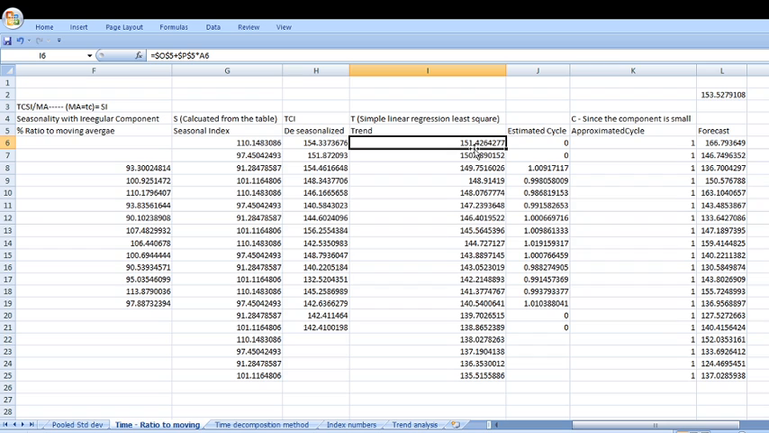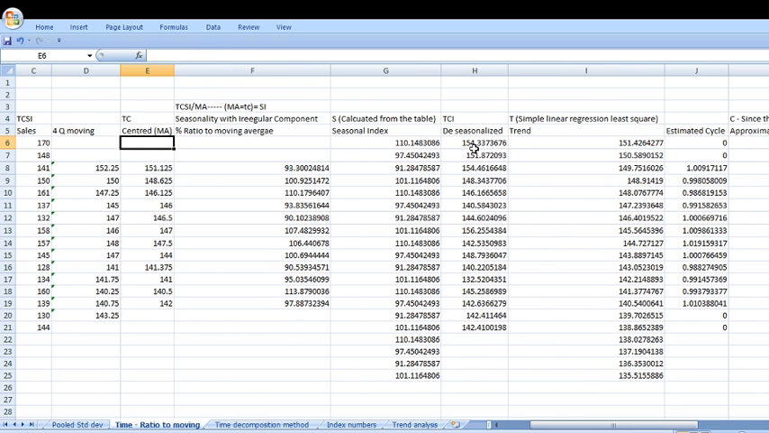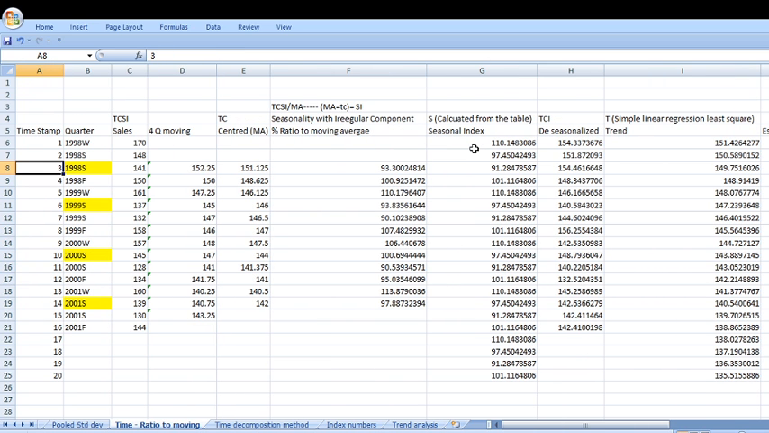First, we need to identify the intercept and slope of the TC, the component TC. Where is the component TC here? This is the component TC, right? Yes, these are the components of TC, and these are the corresponding timestamp values, right? If I use the formula for intercept and slope for these two corresponding values, I will get my slope and intercept.